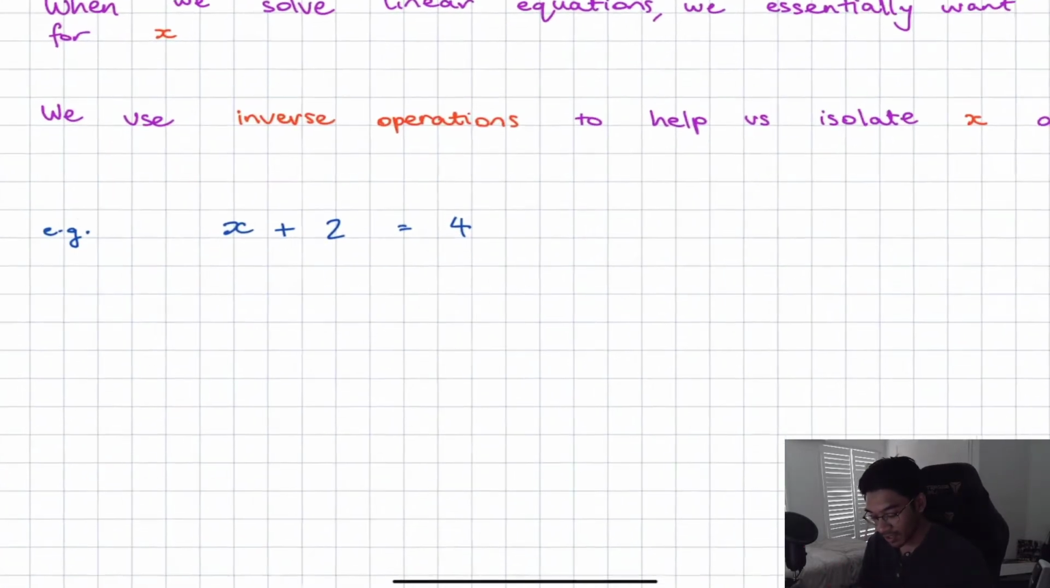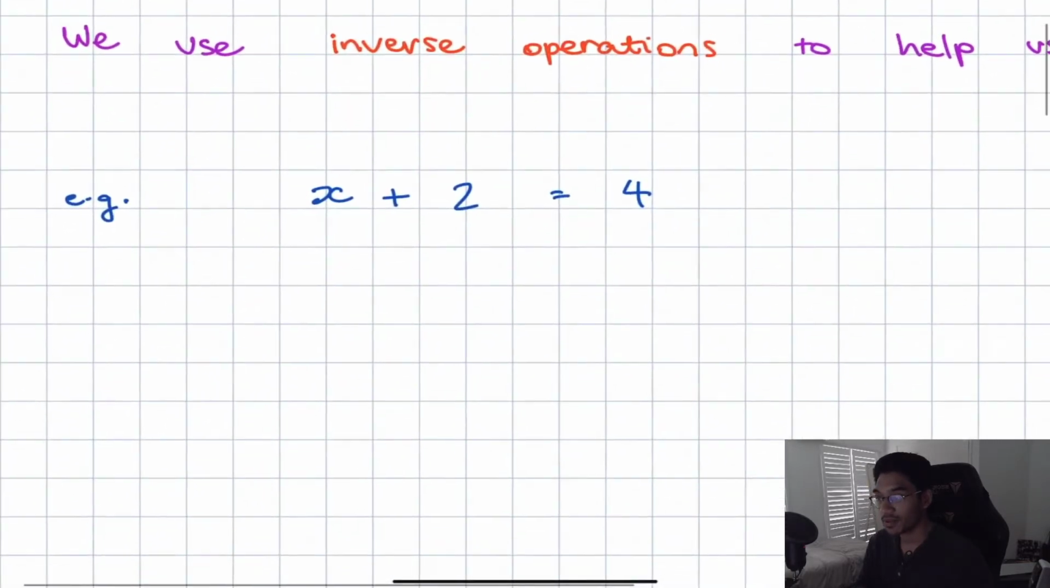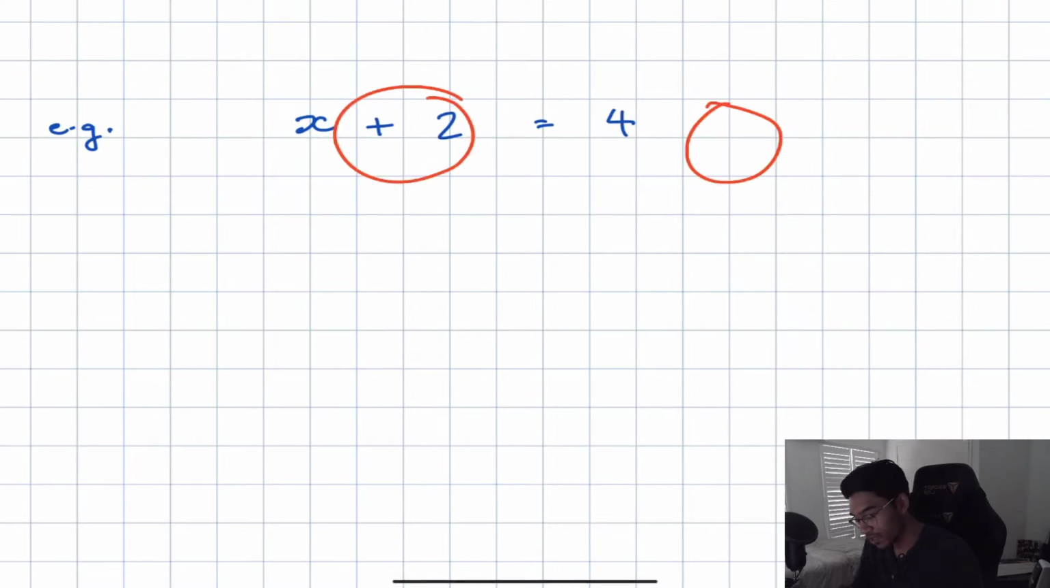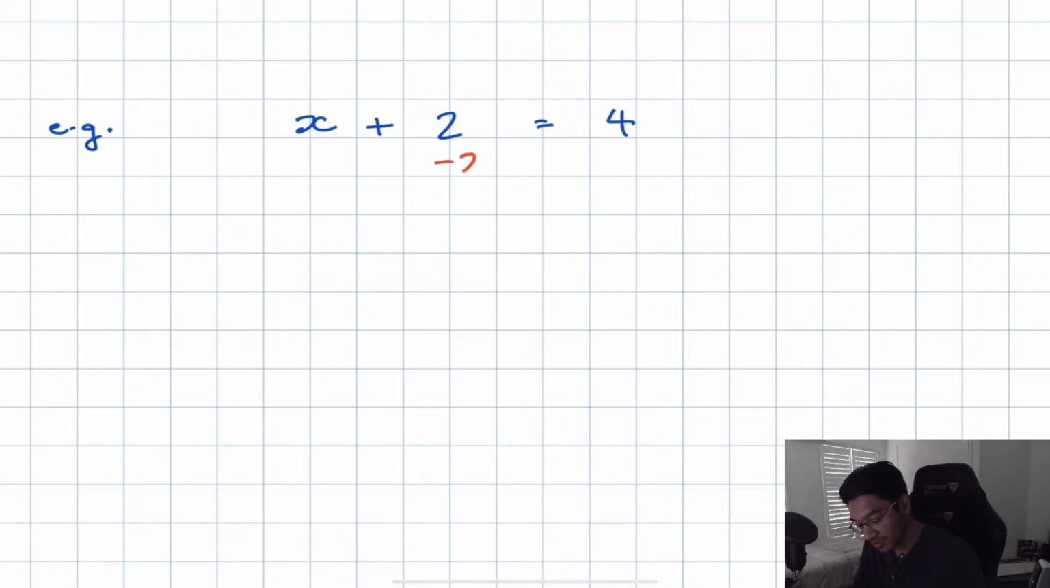So let's look at this example here. I have x plus 2 is equal to 4. If I'm solving this linear equation, I want to get x by itself. We can see here we have x plus 2 is equal to 4, so I've got that plus 2 with the x. All I'm going to do is the opposite of plus 2 to get the 2 from this side to this side here. So the opposite of plus 2 is minus 2. So I'm going to do minus 2 from this side.